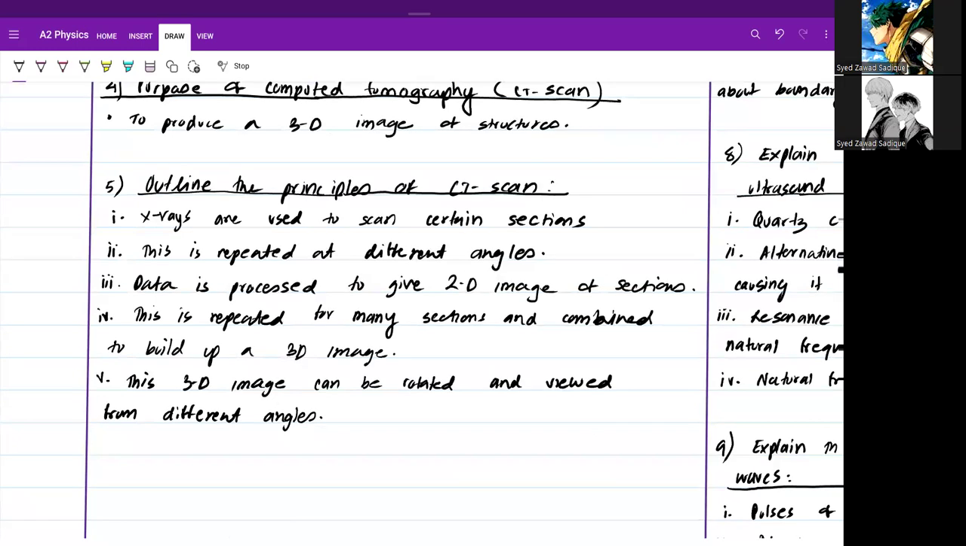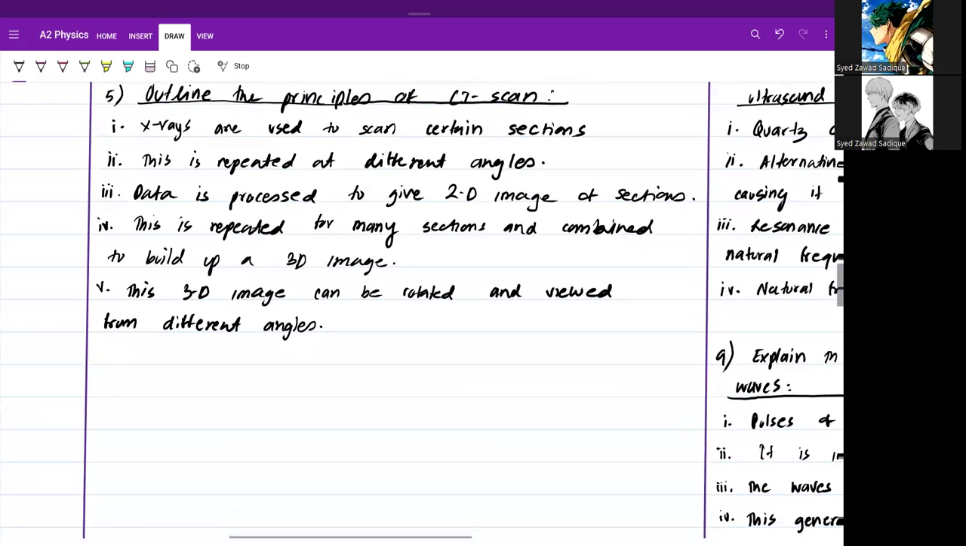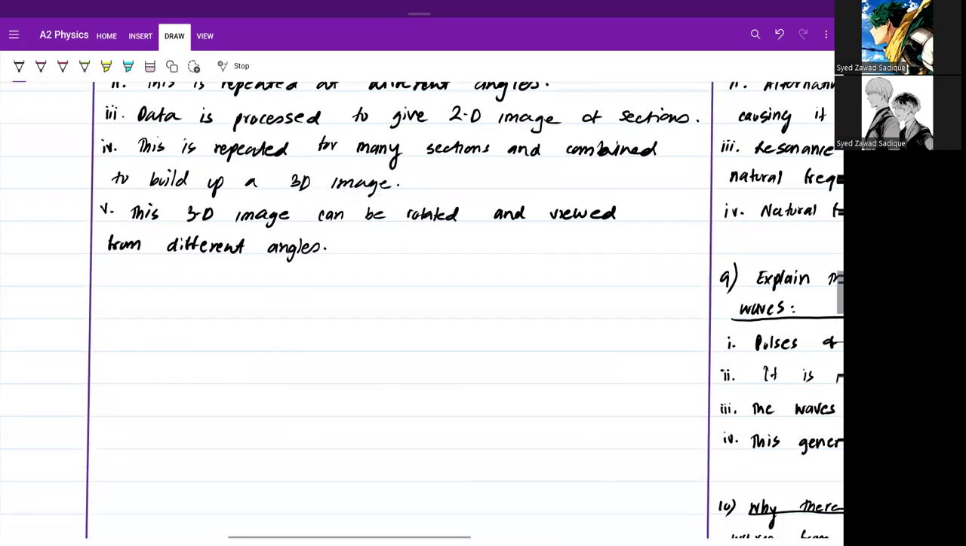Outline the principles of CT scan. This is step by step. X-rays are used to scan certain sections. This is repeated at different angles. Data is processed to give a 2D image of the sections. This is repeated for many sections and combined to build up a 3D image. This 3D image can be rotated and viewed from different angles.